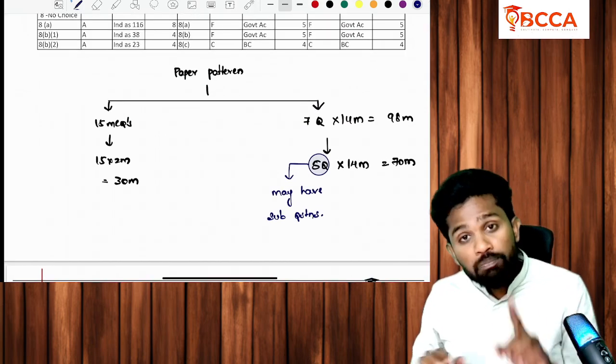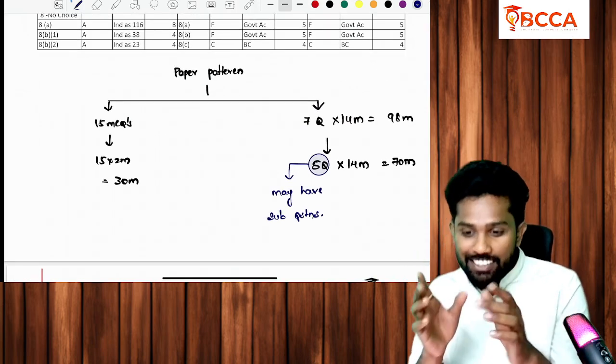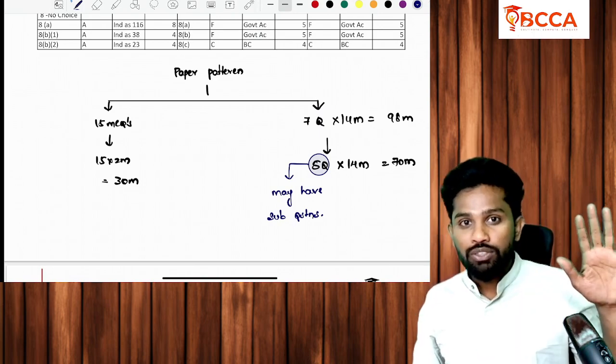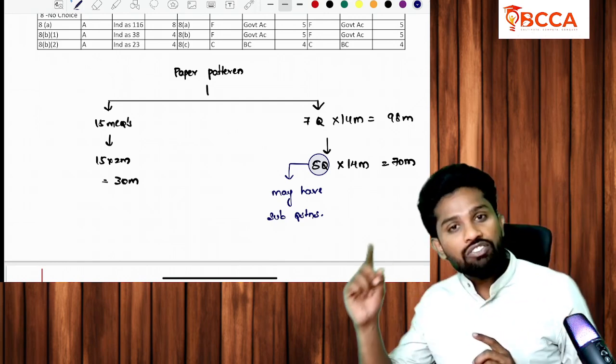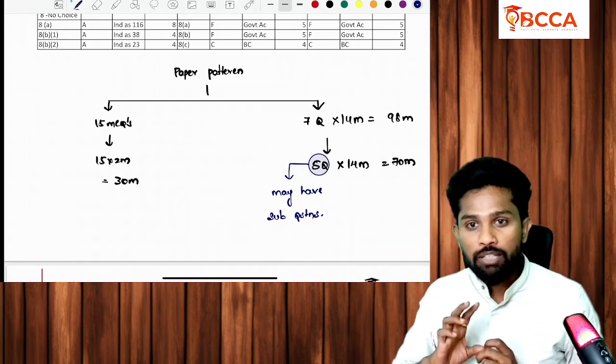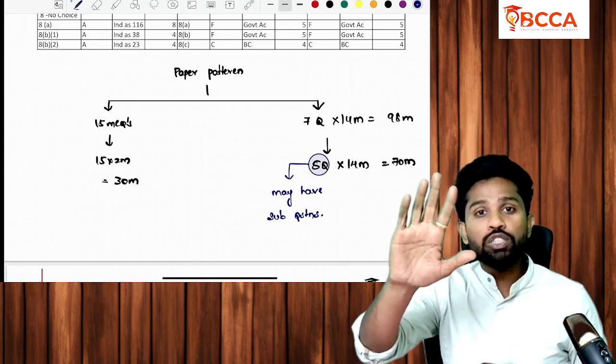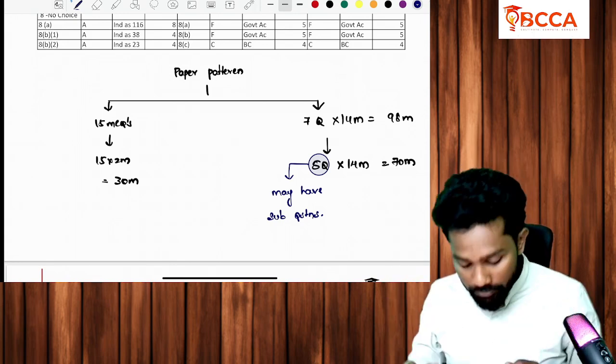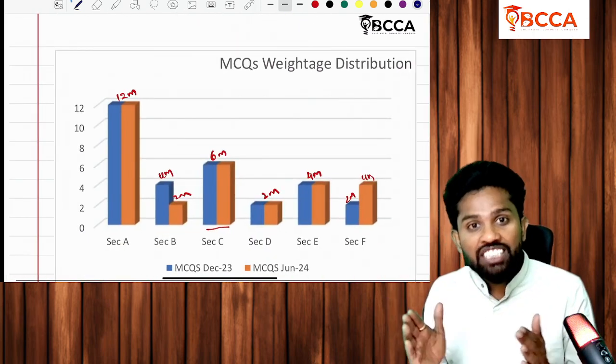Before that, let us quickly see the paper pattern in 30 seconds. We have 15 MCQs, each carrying 2 marks. Then we have 7 questions of 14 marks each, total 98, but out of that you should write 5 questions, 5 into 14, 70 marks. Clear? Now going to the MCQ weightage distribution.